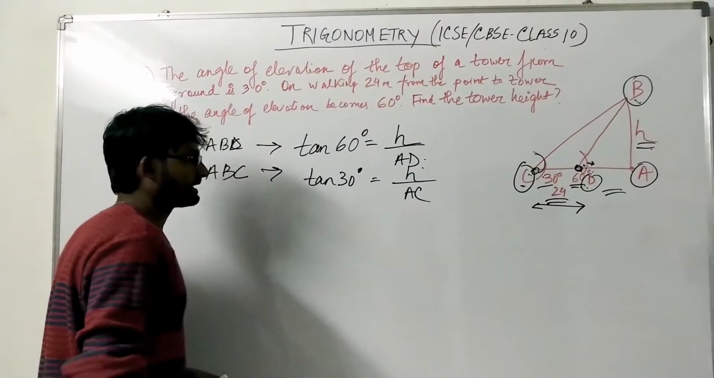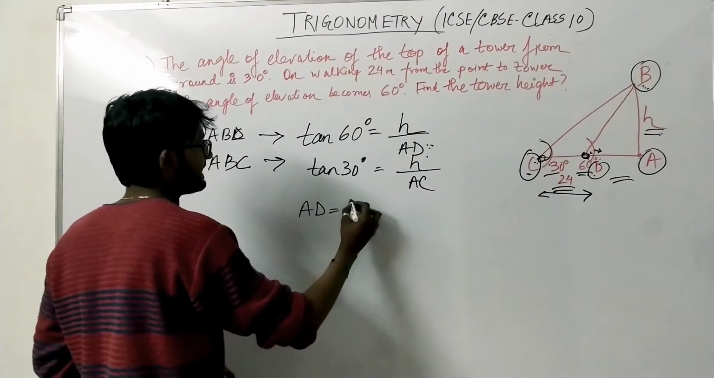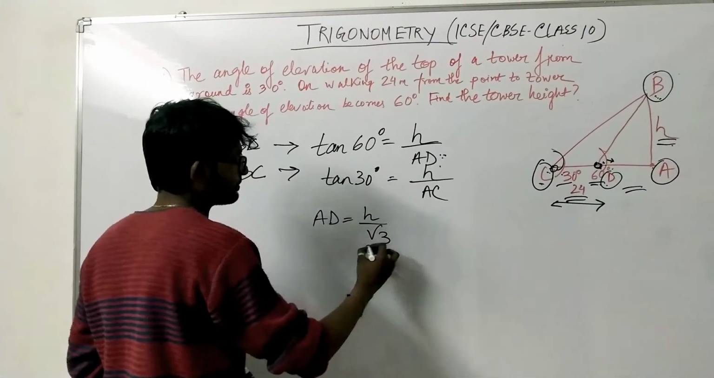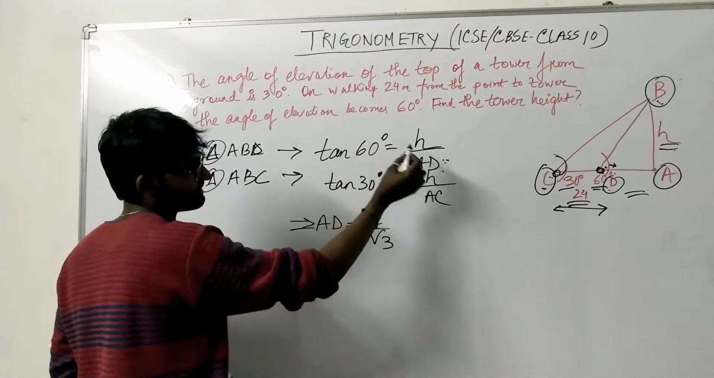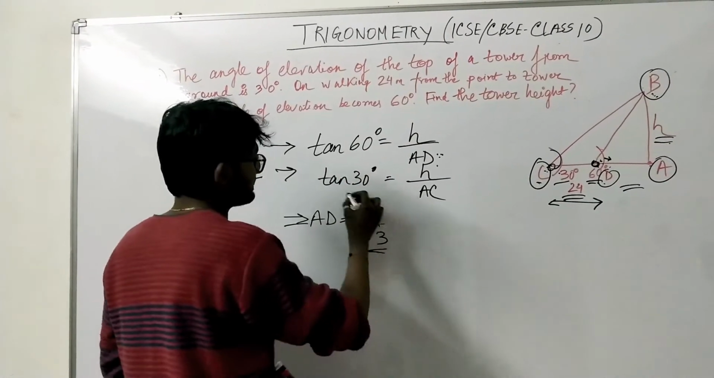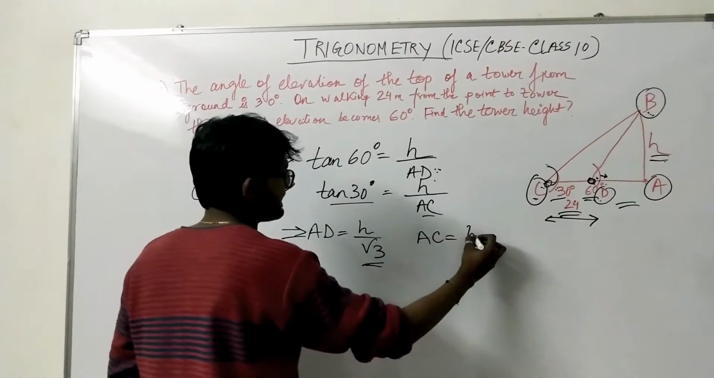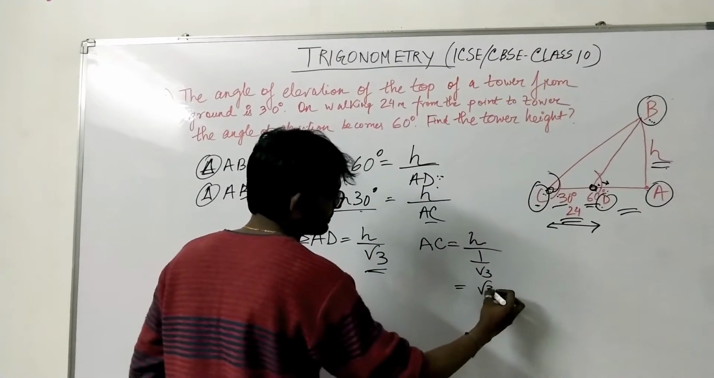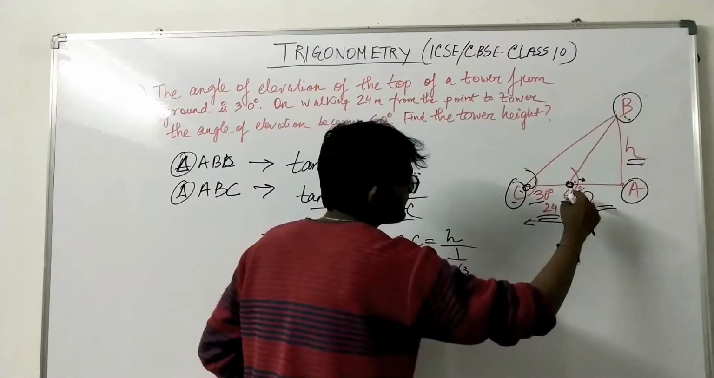So now we will get into the main thing. From this equation, AD is h by tan 60. We know the value of tan 60, that is root 3. And for tan 30, same thing, AC. The value of AC is h by tan 30, tan 30 is 1 by root 3. That comes like root 3 h. So this is the value of AD and AC.